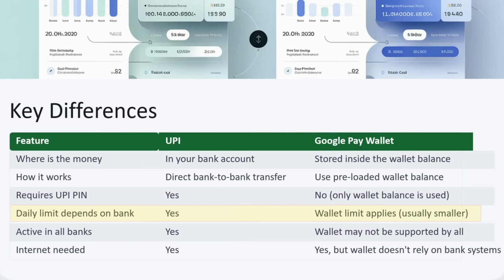Daily limit depends on bank. In case of UPI, yes. In case of Google Pay wallet, a wallet limit applies, usually smaller. Active in all banks? In case of UPI, yes. In case of Google Pay wallet, wallet may not be supported by all. Internet needed? In case of UPI, yes. In case of Google Pay wallet, yes. But wallet does not rely on bank systems.